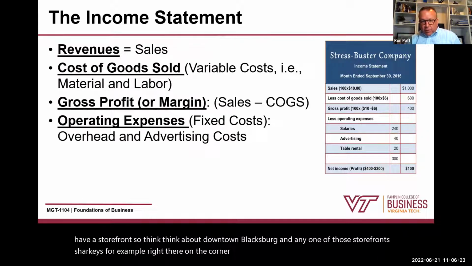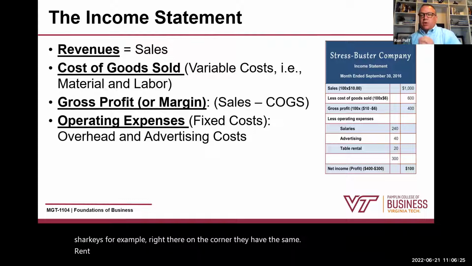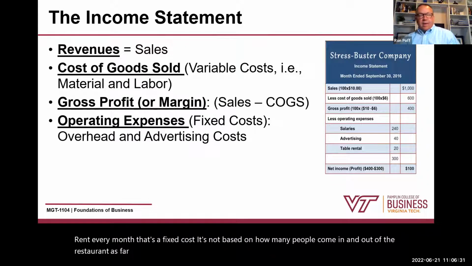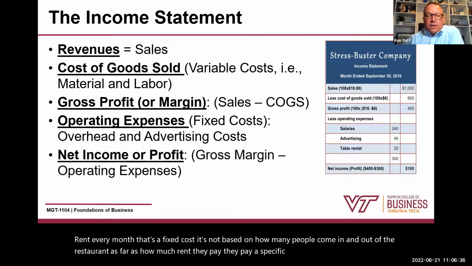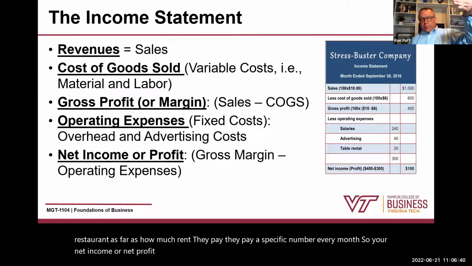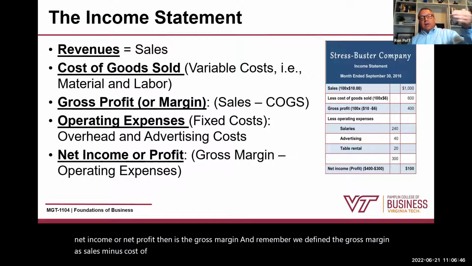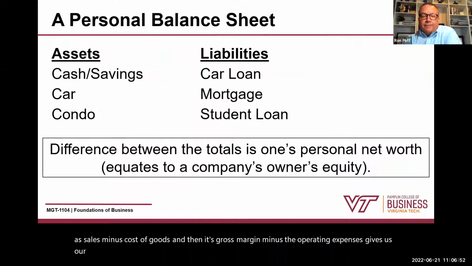They have the same rent every month. That's a fixed cost. It's not based on how many people come in and out of the restaurant. As far as how much rent they pay, a specific number every month. So your net income or net profit then is the gross margin. Remember, we defined a gross margin as sales minus cost of goods. And then it's gross margin minus the operating expenses that gives us our net income or profit.